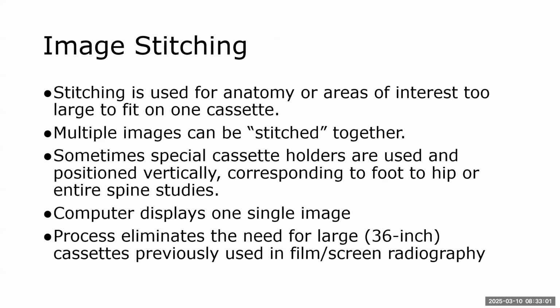on one cassette. The images can be stitched together, so things like scoliosis series, leg length or mechanical axis studies. There are generally special cassette holders or special systems used for these projections. It eliminates the need for very large cassettes previously used in film screen radiography.